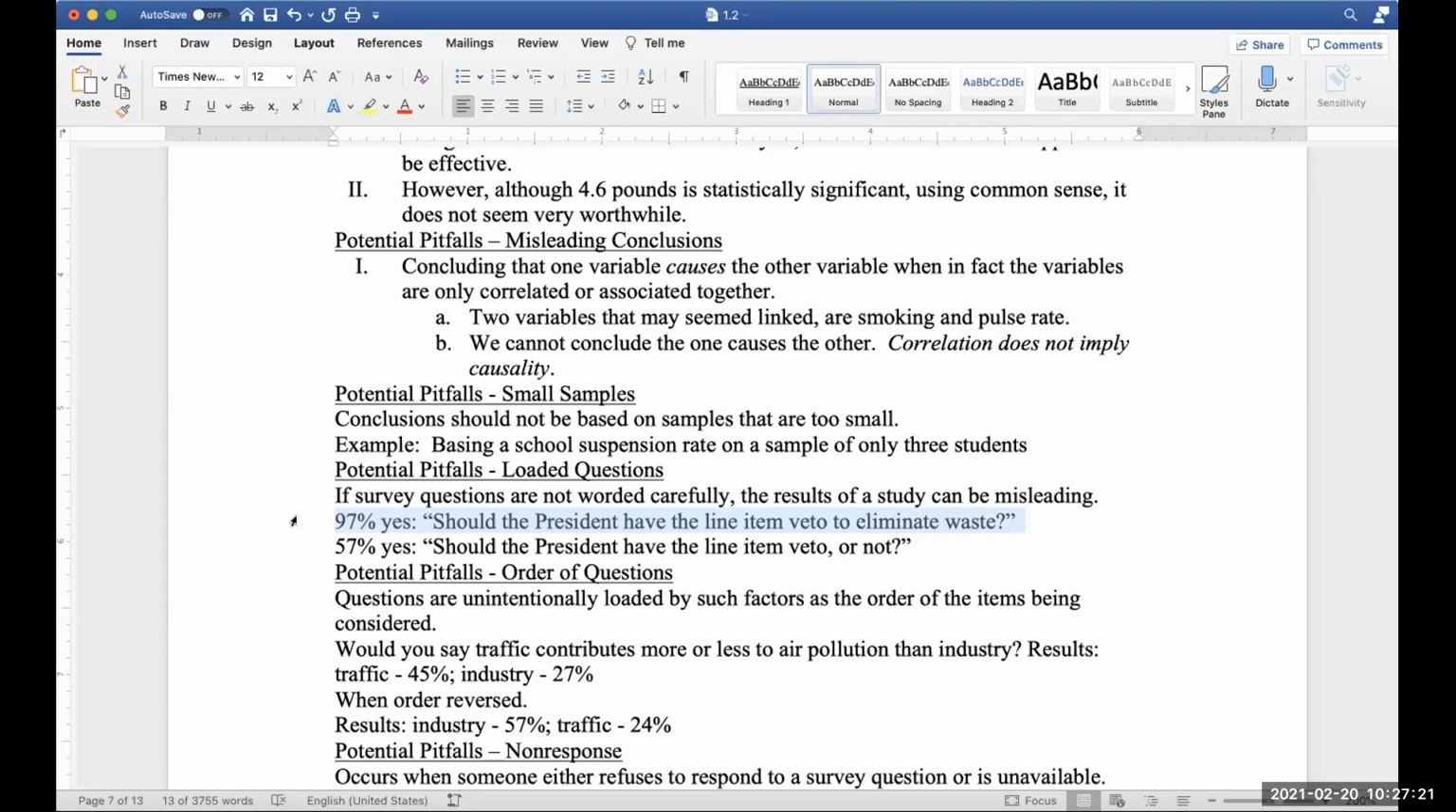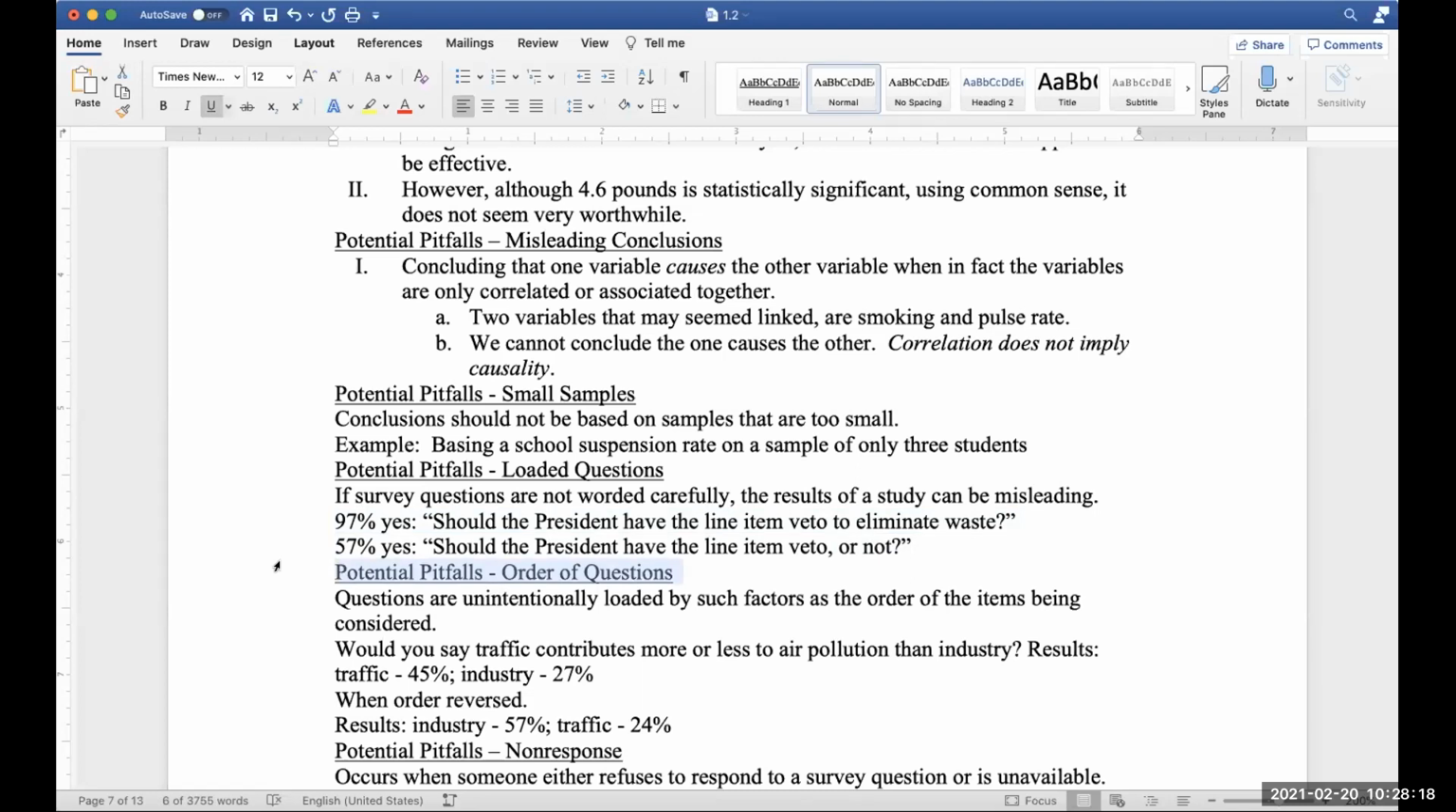By the way, this was actually a result that I saw, and I noticed that they had another survey done by a different corporation, and 57% responded yes to the question: Should the president have the line item veto or not? If they ask it with "to eliminate waste," everyone agreed, whereas it was not nearly as positive with "or not." I consider that a loaded question. They are trying to steer you to the answer that they wanted.